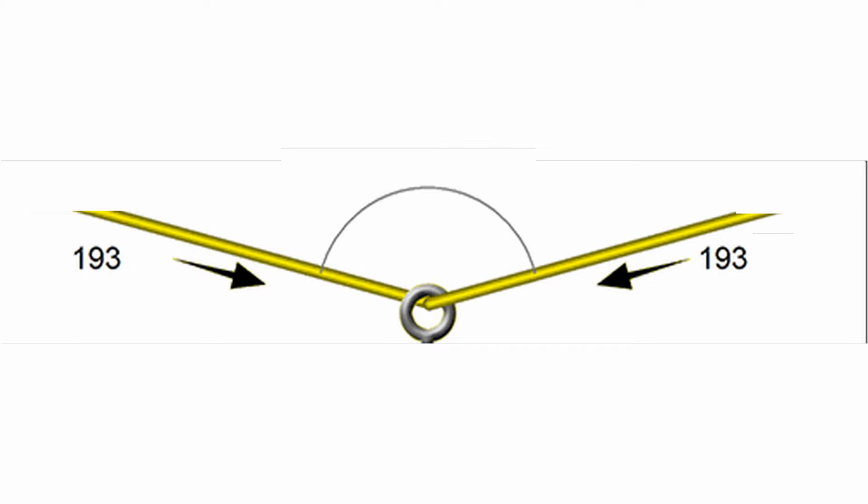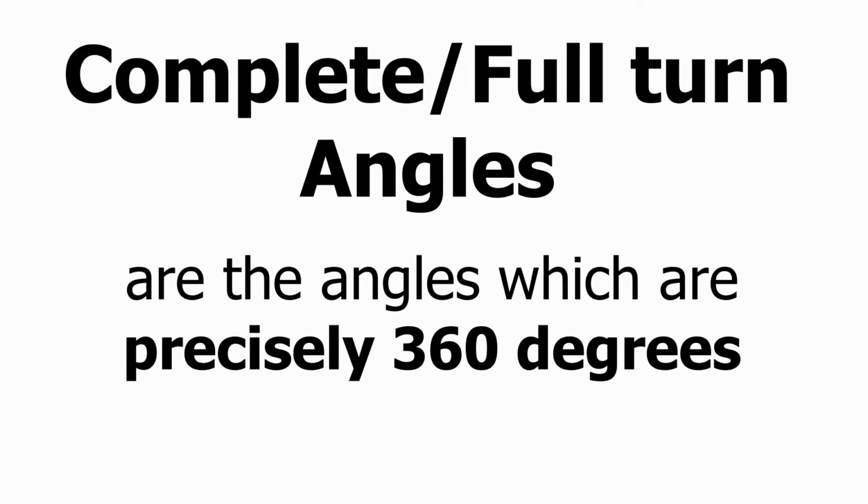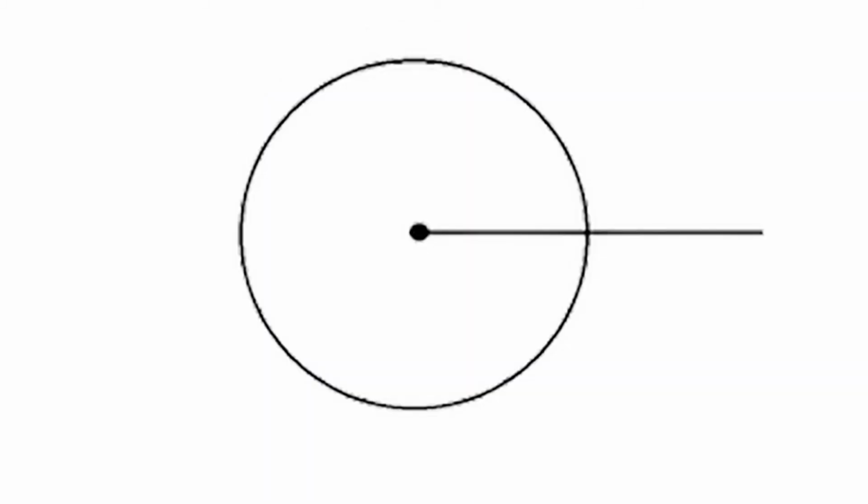And the last angle we will be looking at today is the complete or full turn angle. It is precisely 360 degrees. And you will find most 360 degrees angles in circles. Examples of complete turn angle, we have it there. A circle is an example of 360 degrees, like we said. Another one there with the angle, that is a 360 degrees angle.